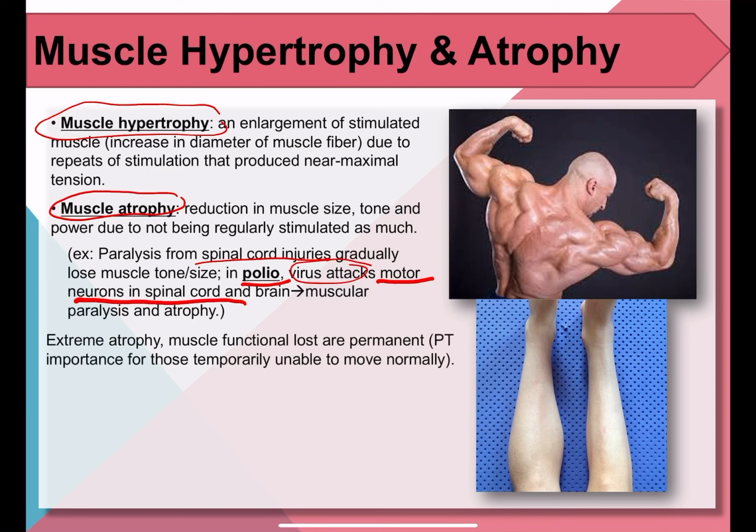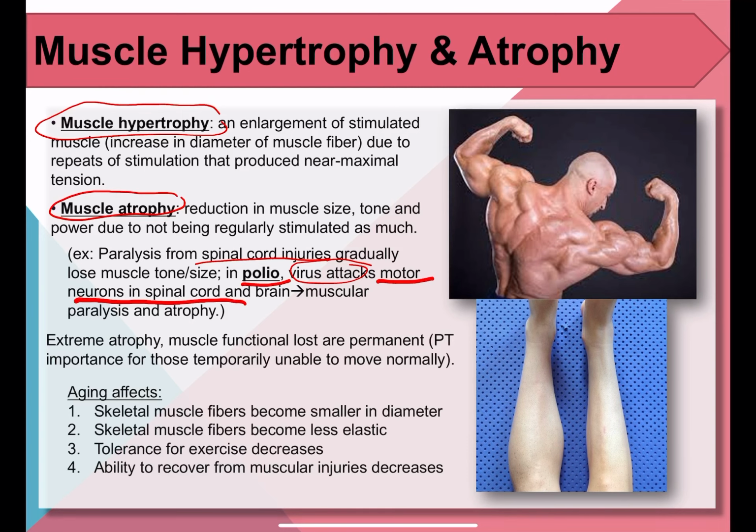Now, aging also has an effect on our muscle tissues. For example, when we age, skeletal muscle fibers will become smaller in diameter. They also become less elastic, and they have less tolerance for exercise. And the ability to recover from muscular injuries also decreases as we age.